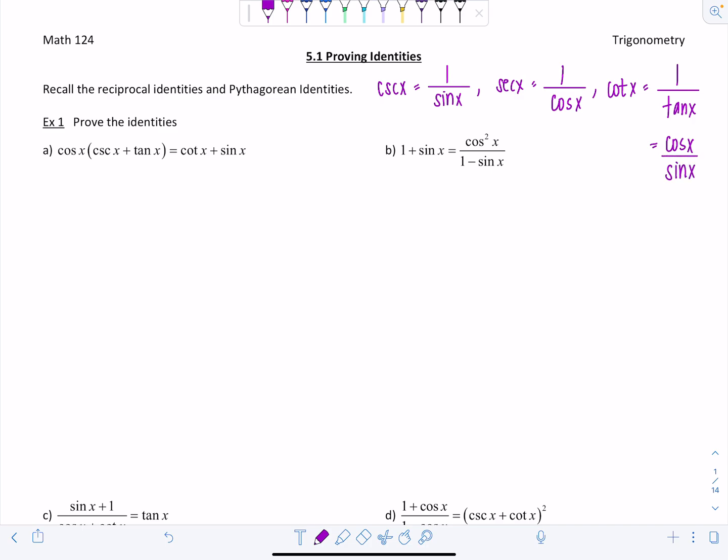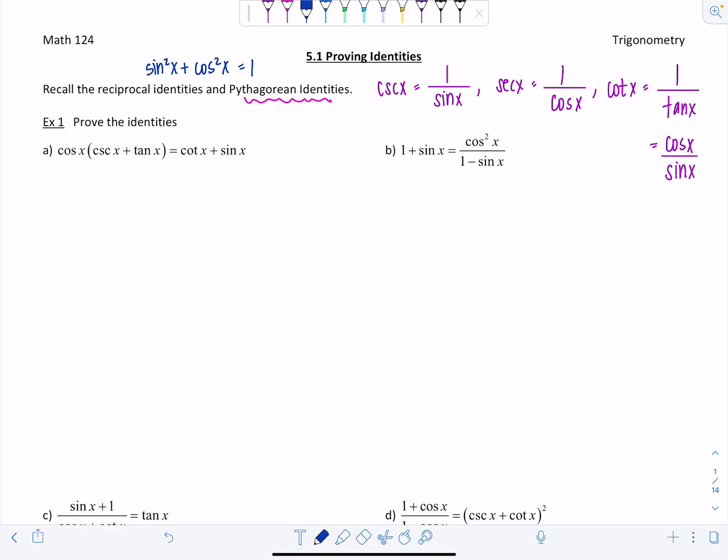All right, so here we go. We're going to start proving the identities. So make sure you keep in mind the reciprocal identities. We also have Pythagorean identities. There's 3 of them. Remember, the key one is sine squared x plus cosine squared x equals 1. And then I've shown you how you can derive the other 2 from this one.